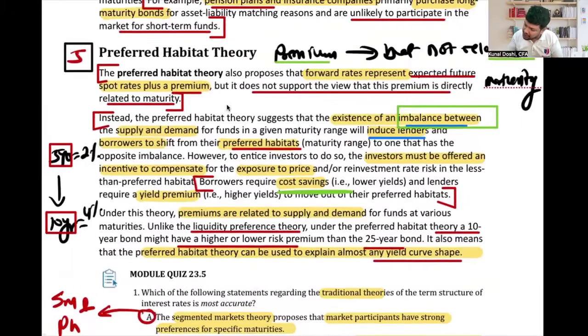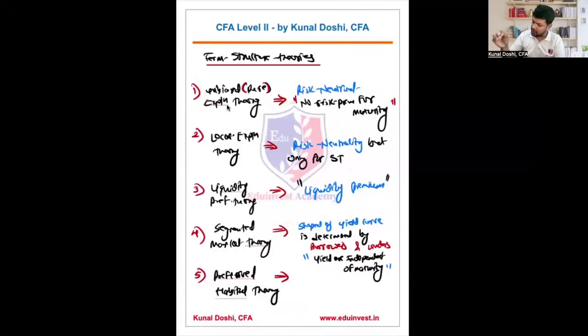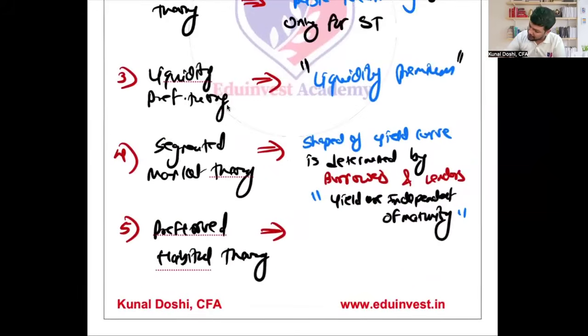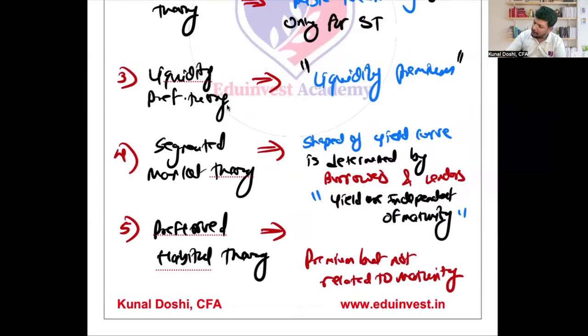But what is a preferred habitat theory? Minor difference. It also proposes that forward rate represents expected future plus a premium, but it does not support the view that this premium is directly related to maturity. So here there is going to be the premium, but premium is not related to maturity. Okay. Minor difference between the both, otherwise they both are same.